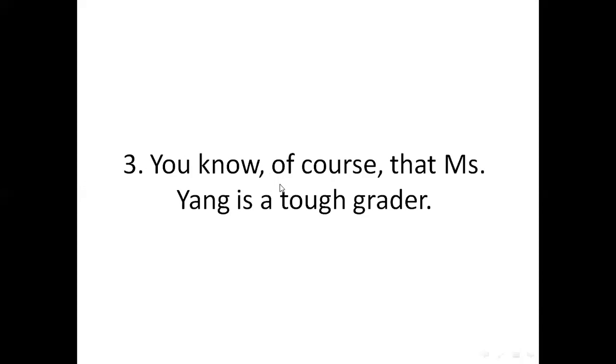Number three, we know that Ms. Yang is a tough grader. This is the sentence: you know that Ms. Yang is a tough grader. So of course here is not part of the sentence. It comes here just as an interrupter. Is it okay to remove it? Yes, it's okay. So it's not part of the sentence. So we add a comma before of course and after of course to separate it from the sentence, to tell the reader that this is not part of the sentence. It's just an interrupter.